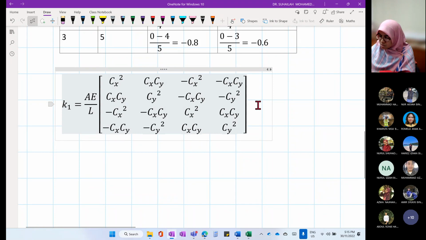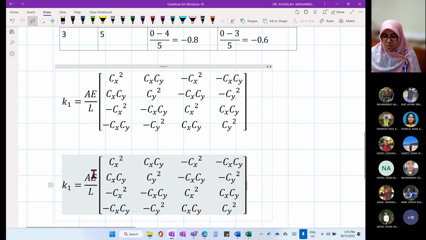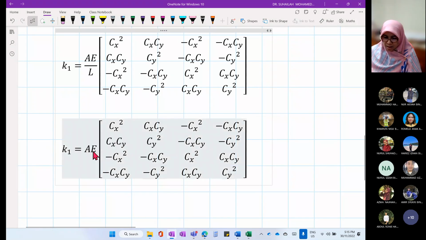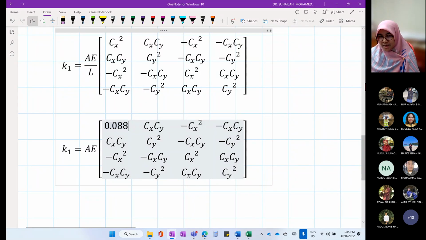You just need to substitute all the values into the formula, and you will get the answer. So K1, after I put into the formula, AE is constant, so it remains outside the bracket. So we get Cx square divided by L equal to 0.088. You can also check. Please recheck: Cx square divided by L. Cx square means negative 0.707 square divided by 5.66. We get 0.088.